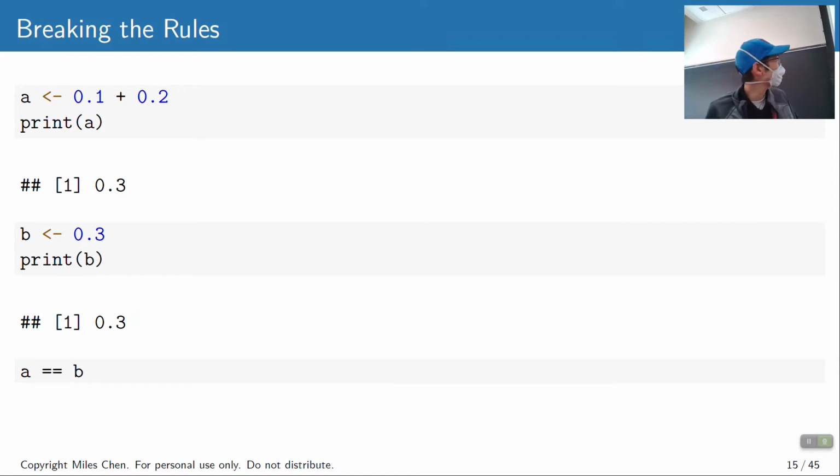Okay. Similarly, I could say A is 0.1 plus 0.2, and on face value, it looks like 0.3. I can say B is 0.3, and at face value, it looks like 0.3. And if I do, is A equal to B? Again, it looks like we have 0.3 and it looks like we have 0.3, but internally, are these two things equal? And they're not, okay?